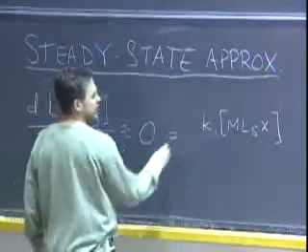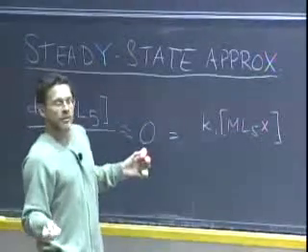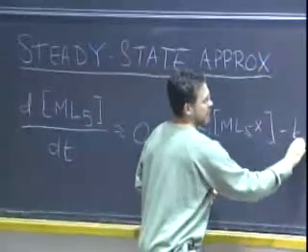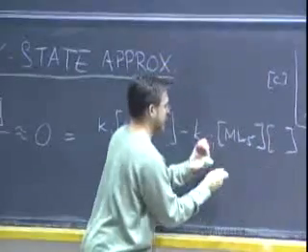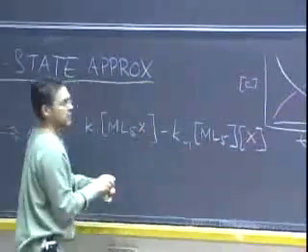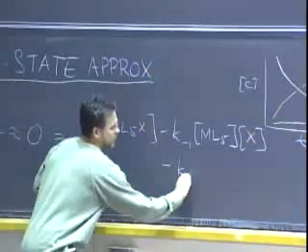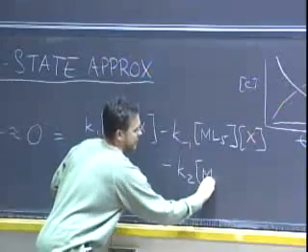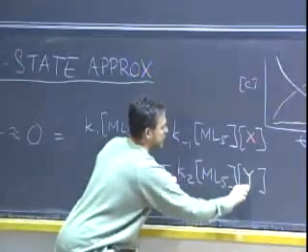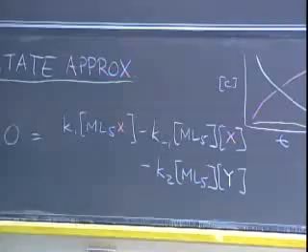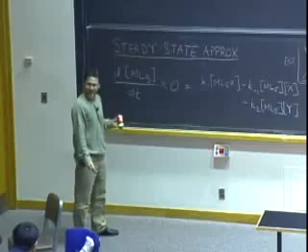So this is producing it, but when you're in the middle of the well where the intermediate lies, there are two ways to destroy ML5. You can go minus K minus 1 times ML5 times X. This brings you then back over to where you started. And you can also lose it in a productive sense by K2 times ML5 times our species Y, which brings us on to products. And we're still making the assumption that once you get to products, the reaction is done and you never go back. So that assumption is built into this analysis.